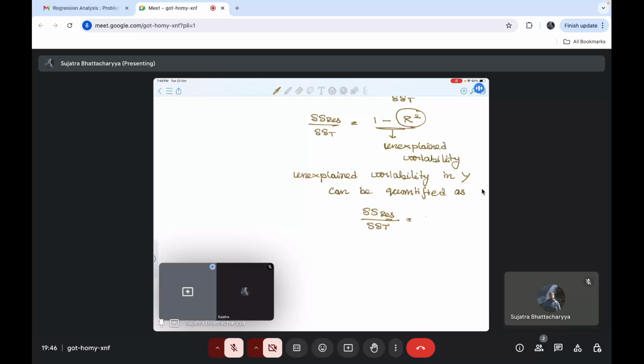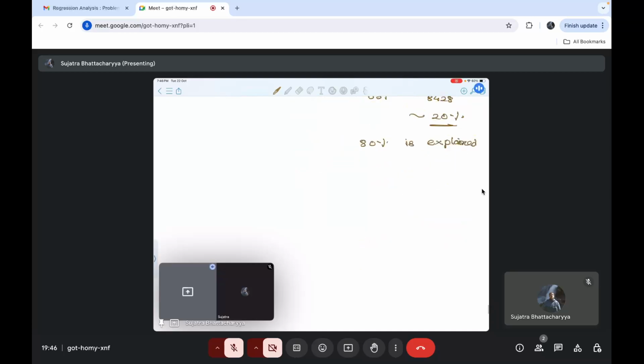We have already seen this. This is 1632 divided by 842. Roughly comes out to be about 20%. Okay, so this is the amount of variability not explained. That means 80% has been explained. Therefore, whatever model we have found is a good model because at least 80% of the variability has been explained. So it's really a good model. Okay, so this is the question we have solved.